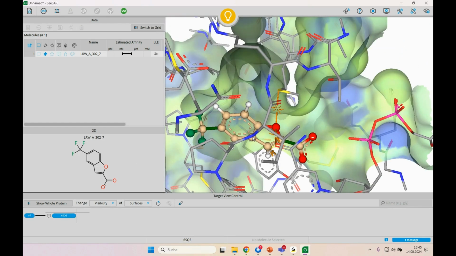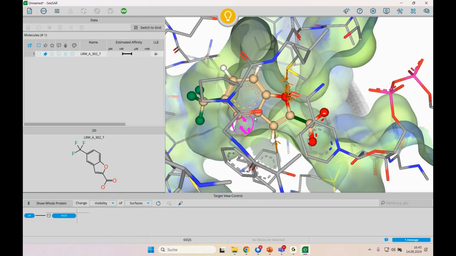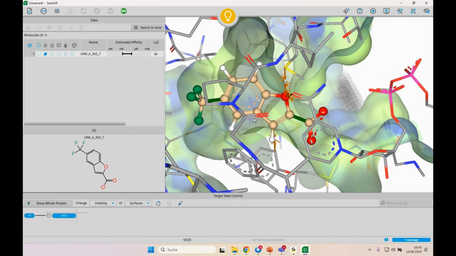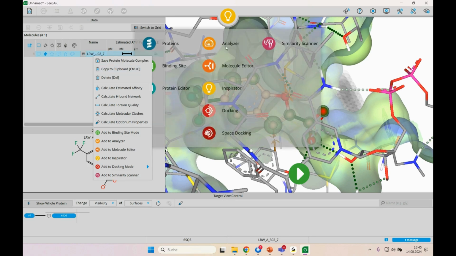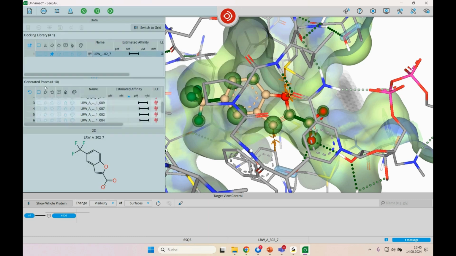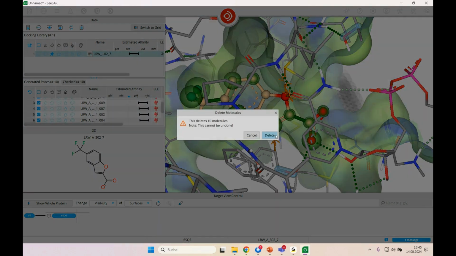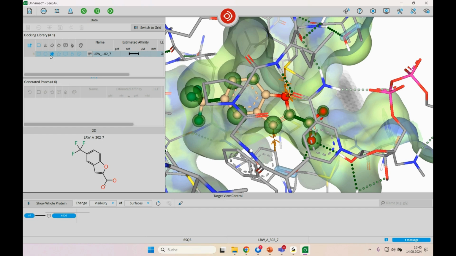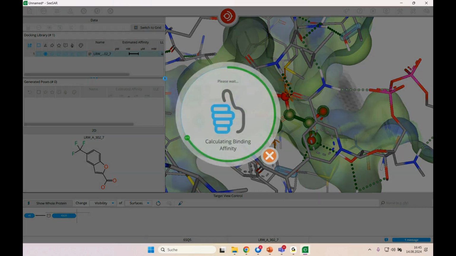Okay, bicyclic ring system. What would you like to do with this? I'm thinking, should we do a template docking to see if this can snuggle a bit differently? No? Let's clean the generated poses, and then do a template docking. So I pick this one to set it as a template, and then run my template docking.